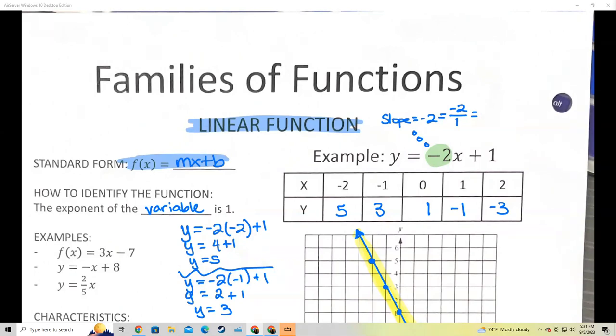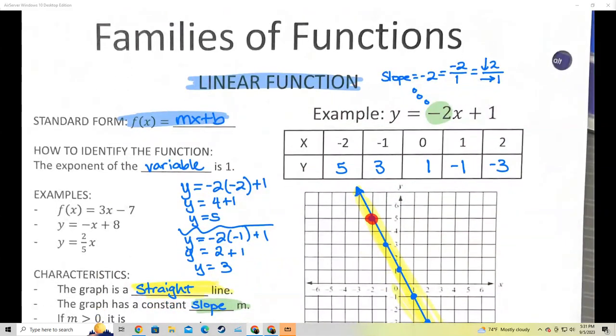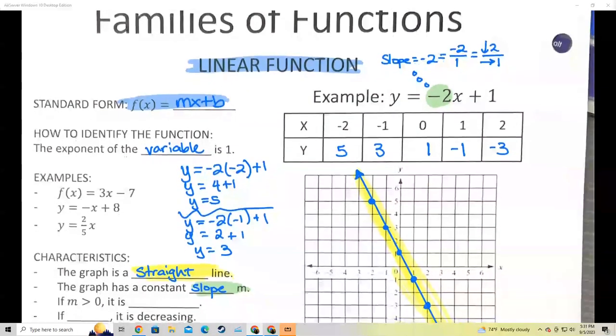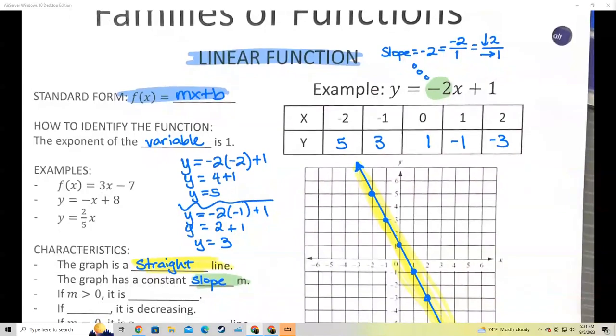So a rise of -2 means you're going down 2, and a run of +1 means you're going 1 to the right. So whenever you get one of your dots, to go to the next one, you're going to go down 2, right 1, put a dot, down 2, right 1, put a dot, down 2, right 1, put a dot, and that gives you your slope, which gives you the rest of your line. Okay, just a little bit of review in case you forgot.